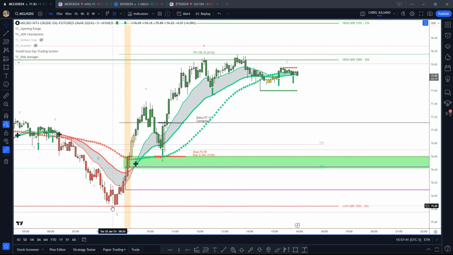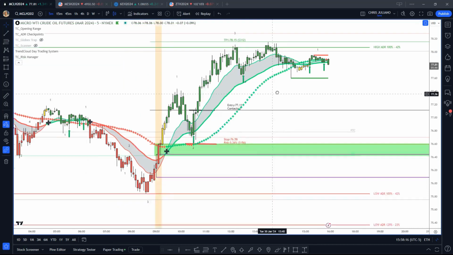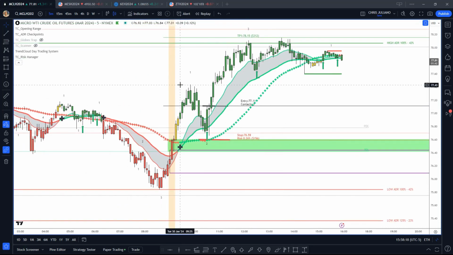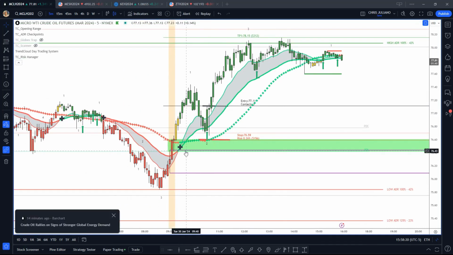So ADR to the downside hit, complete reversal, pulls back into that demand zone. If you didn't get that, you had the Trend Cloud signal. Enter on that Trend Cloud signal all the way to the next ADR level, and you'd be out right there. So beautiful trade on crude oil today using the Trend Cloud with your opening range breakout tool.